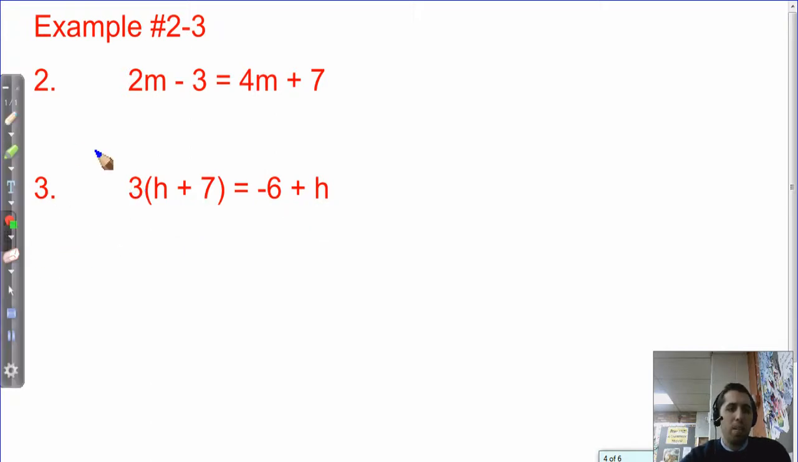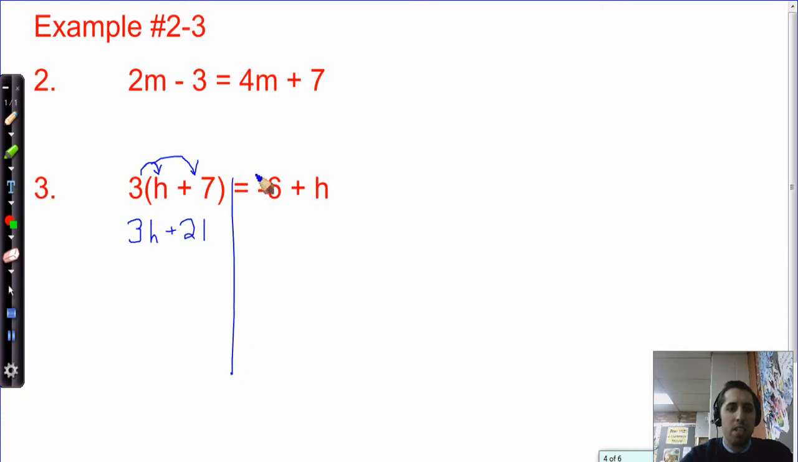So here we go. We're going to say 3 times the sum is the same as multiplying 3 times each of the parts. So we have 3h plus 3 times 7 is 21. Distributive property of multiplication over addition is going to be equal to -6 plus h. Now we're in a similar situation to our last problem, in which we say we have 3 h's on the left, we have 1 h on the right. I want to keep more positives together, so I'm going to subtract h from both sides.